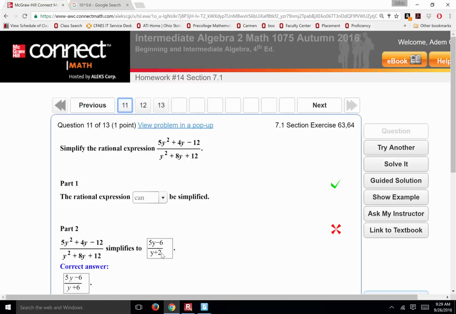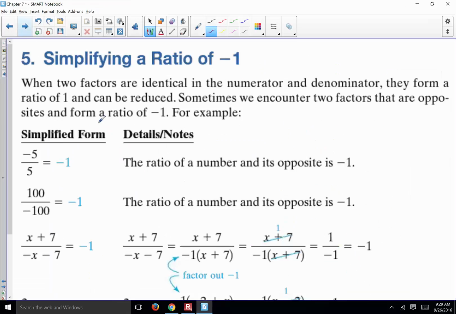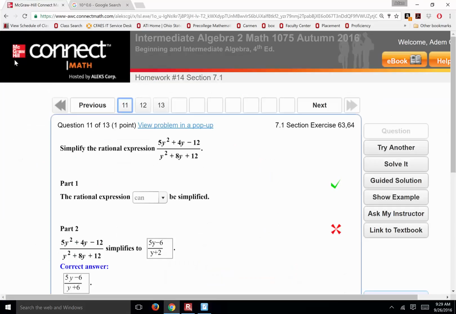I mistyped. Okay, that was the mistake. Y plus 6. At least I know I got the right answer. Alright. Next two questions about a simple detail.